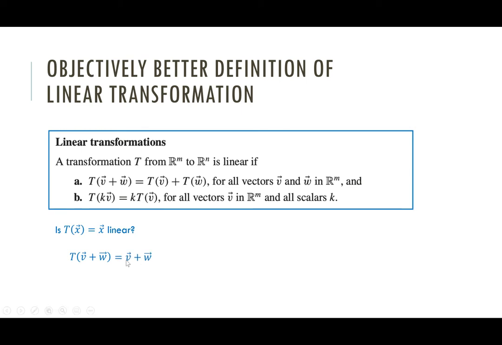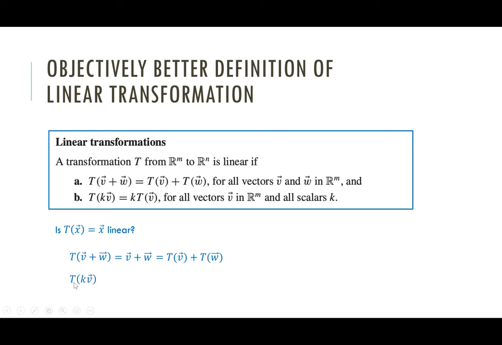But then V is equal to T of V, right? Because X is equal to T of X. So V is equal to T of V and W is equal to T of W. And so our first condition is satisfied. T of V plus W does equal T of V plus T of W. Now let's check out that second condition.